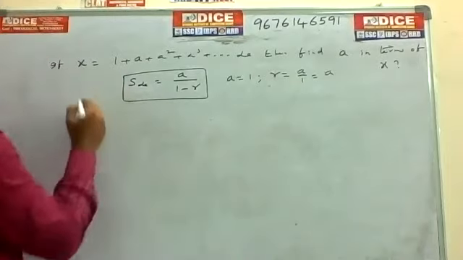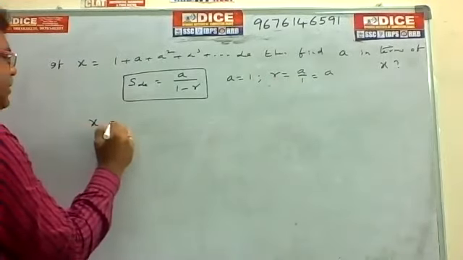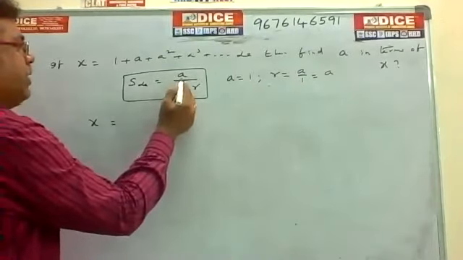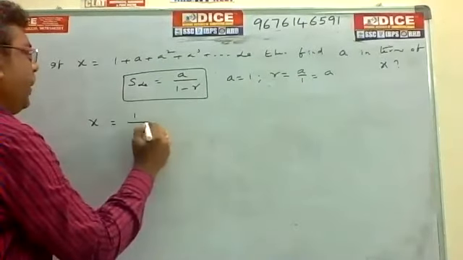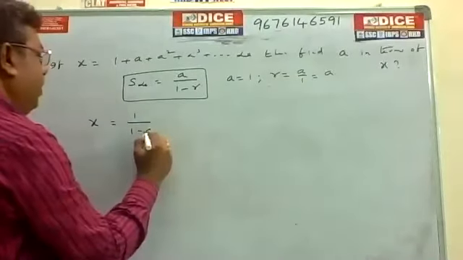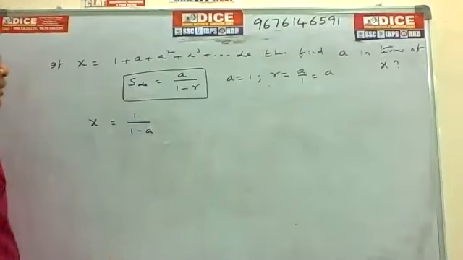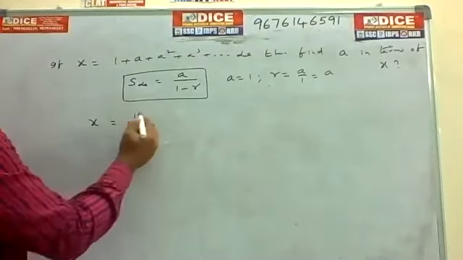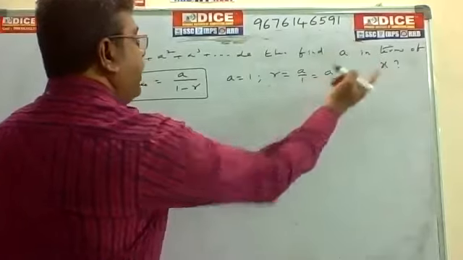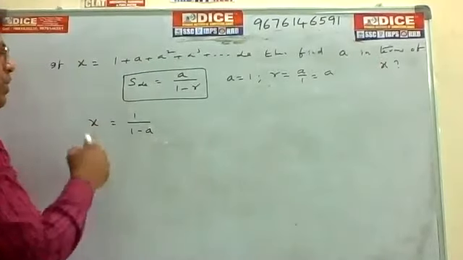Now write this down. Here x is equal to 1 by 1 minus r, using this formula, where the first term a is 1 and r means a. So x is equal to 1 by 1 minus a. But I want to find a in terms of x.